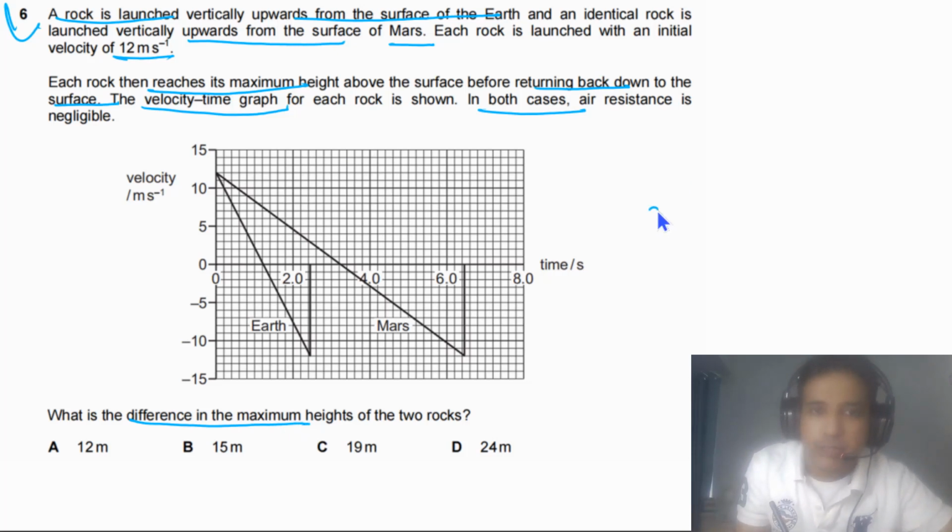So first of all, we can sketch. We can imagine this is our beautiful planet. And from the surface of our beautiful planet, we throw a rock. And the initial velocity of the rock is given, that is equal to 12 meters per second. This rock will go up and then it will come down to the surface of the planet.